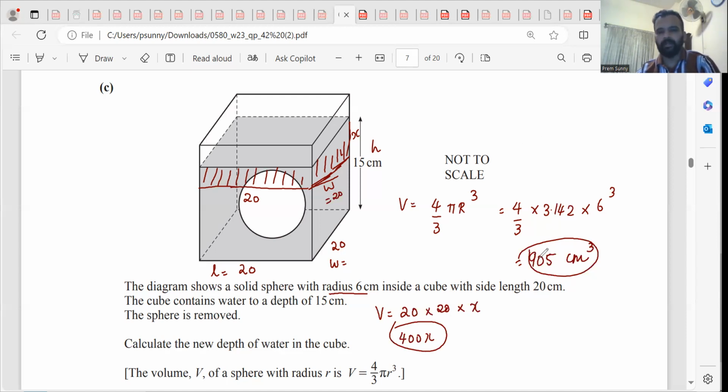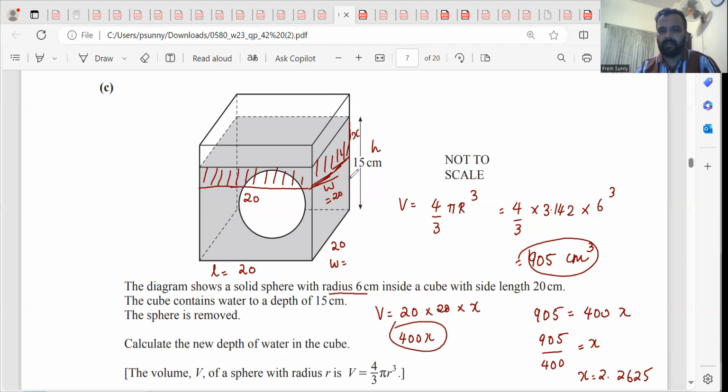So the volume of the sphere is 905, and the volume of water that is being reduced is in the form of a cuboid, 20, 20, and x. So 400x. To find the value of x, 400 goes to the other side and becomes division. So 905 over 400 will give me 2.2625. So x will be 2.2625. That is not the final answer.